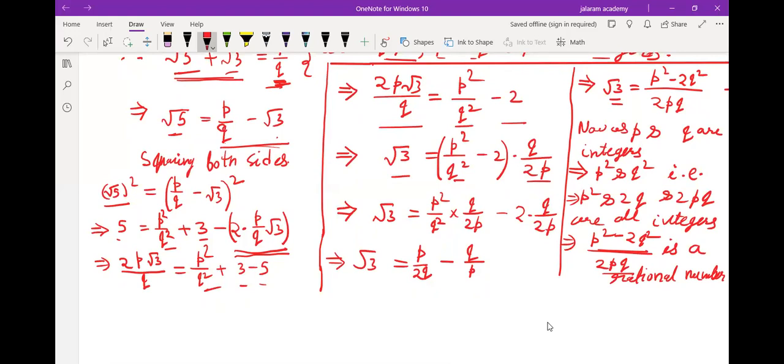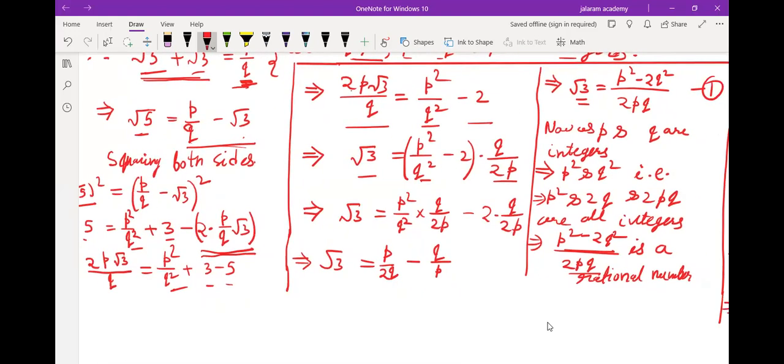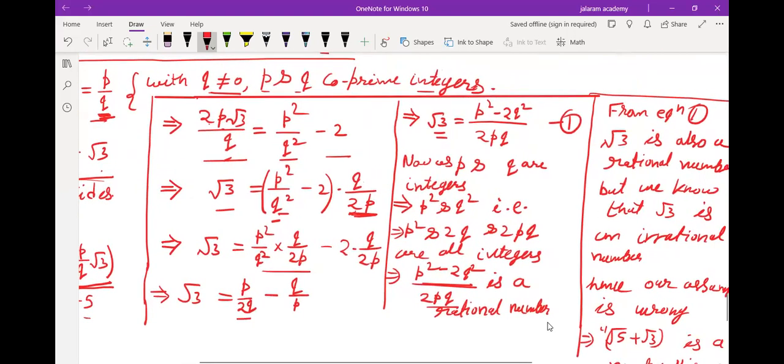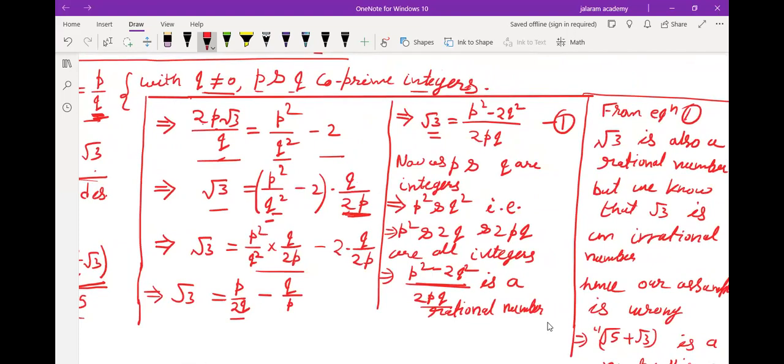Now we make this root 3 alone. So this 2 is transferred to the right hand side, and p is transferred to the right hand side. They go to the denominator. 2 goes to the denominator, and q goes to the numerator. So 2p by q becomes q by 2p on transferring to the right hand side. Now when we open the bracket, root 3 equals p square by q square into q by 2p. So q will be cancelled out, 2 will be there, so the denominator remains with q, 2q only, and in the numerator p will be cancelled out. So p by 2q minus q by p. When we simplify it, it is p square minus 2q square upon 2pq.